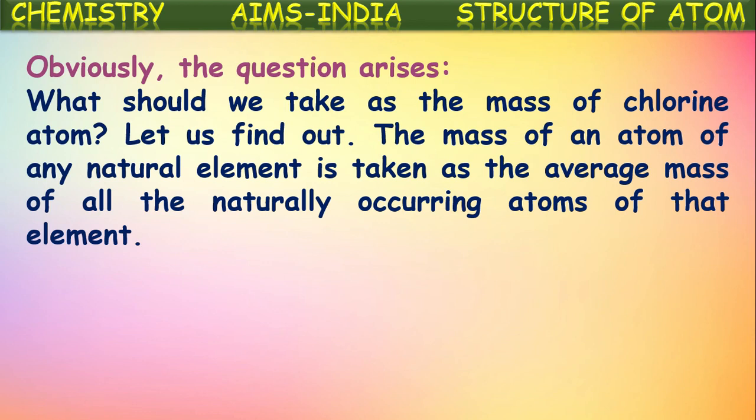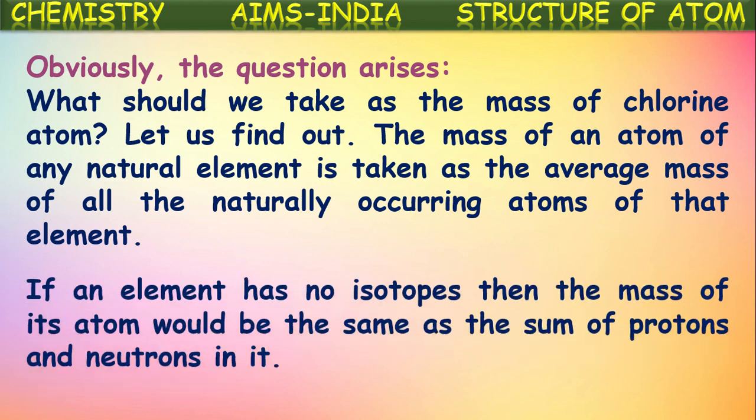The mass of an atom for any neutral element is taken as the average mass of all the naturally occurring isotopes of that element. So if an element exists with more than one kind of isotope in considerable amounts, then the atomic mass of that element is taken as the average of the masses of all the naturally occurring isotopes of that element.